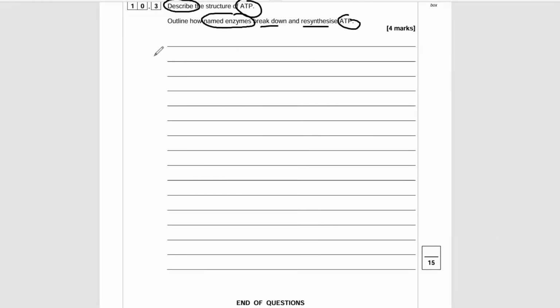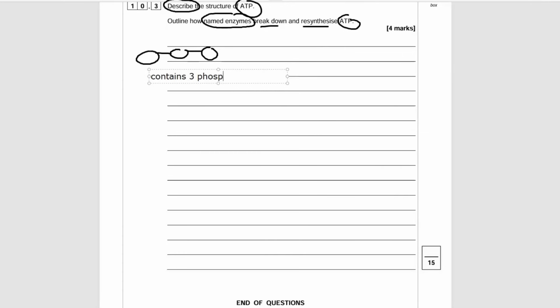All right, we're going on to the very last part of the exam, and it is 10.3. Describe the structure of ATP, adenosine triphosphate. Now, outline the named enzymes that break down and resynthesize ATP. So it's a 4 marker, this one, and you can kind of think of it, right? They want me to describe ATP, that's probably 2 marks. And then they want me to name the enzyme that breaks ATP down to ADP and Pi, and then the enzyme that joins ADP and Pi together to make ATP. And there's your 4 marks.